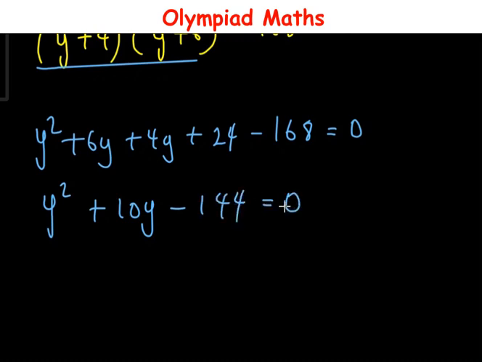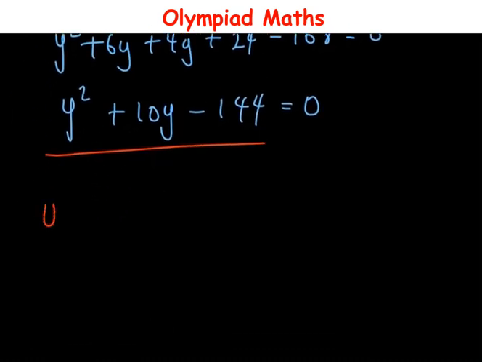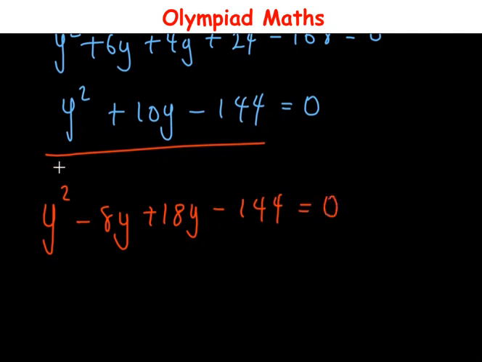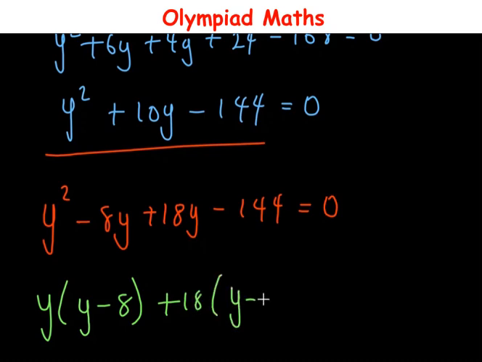This equal to 0. So with this, we have a quadratic equation, and to solve this, we're going to make use of the factorization method, such that we have y squared, then plus 10y can be written as minus 8y plus 18y. Then we have minus 144. This is equal to 0. Factorize out y from here. We have y into brackets y minus 8. Then factorize out 18 from here. We have plus 18 into brackets y minus 8. All is equal to 0.